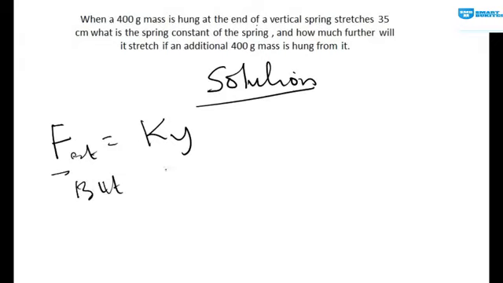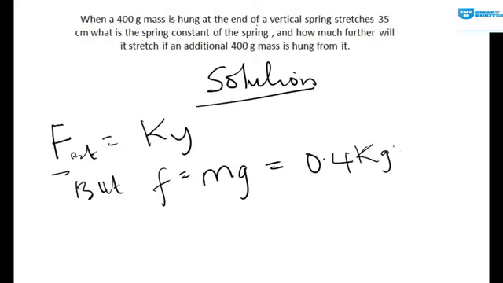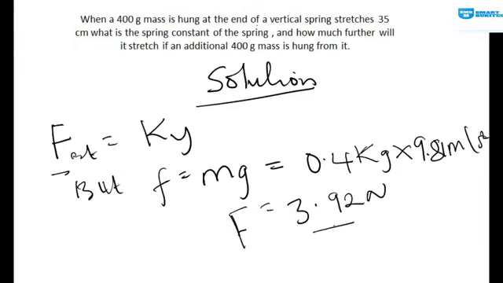But force is equal to mg, and we know our mass is 400 gram, even though we need to convert it to kilogram by dividing by 1000, and g is a constant, which is 9.81. So the mass is 0.4 kilogram, then times 9.81 meter per second square. This is it. And force is equal to 3.92 Newton. Now we have gotten our force.